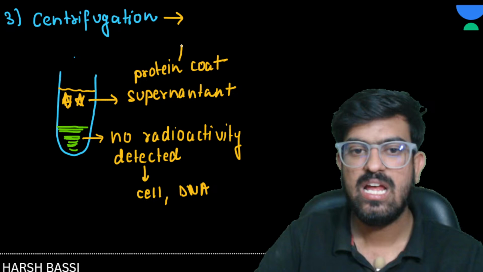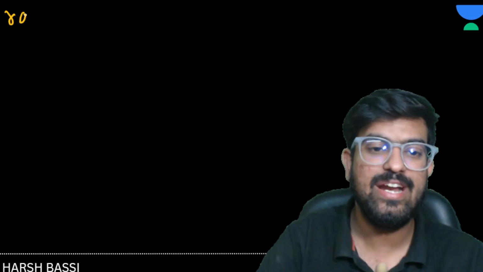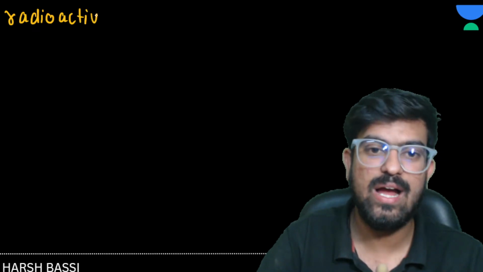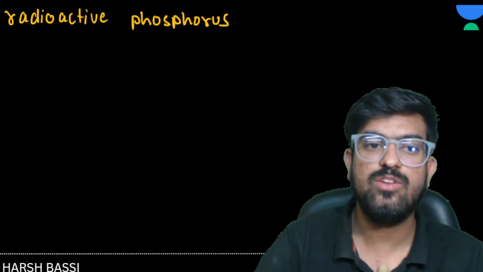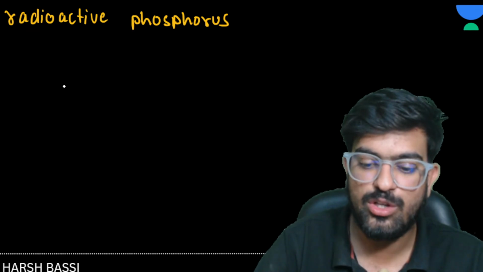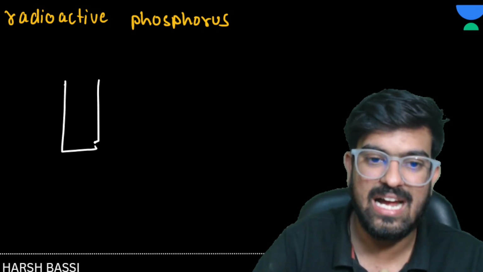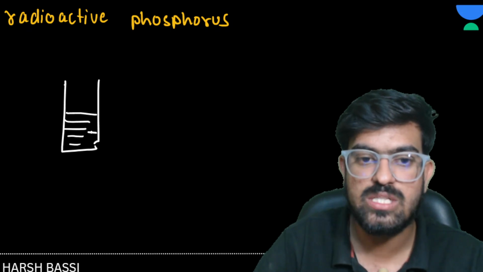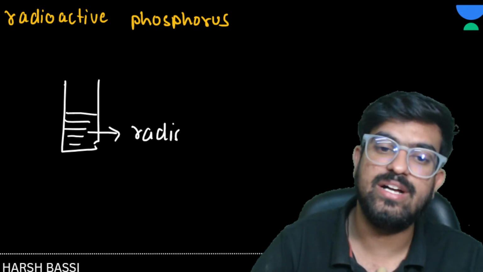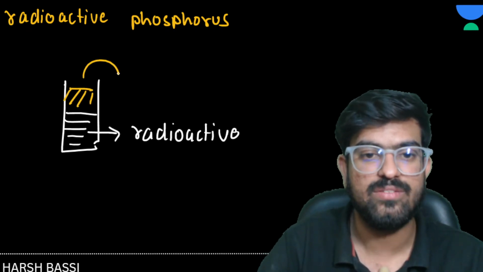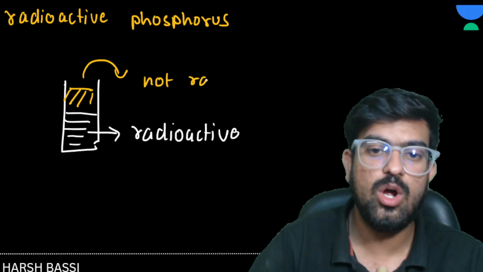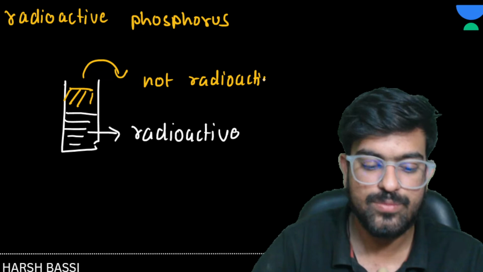Now, in the second case, what we saw? In the second case, when radioactive phosphorus is used, then it was observed that the DNA part was radioactive, and in this case the supernatant was not radioactive, yes or no? Clear? So इससे क्या प्रूव हुआ?